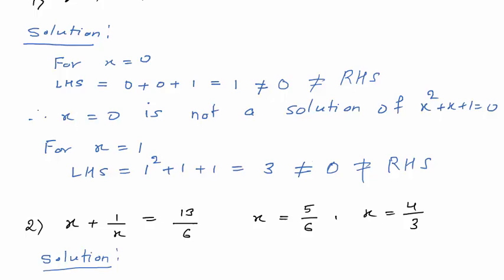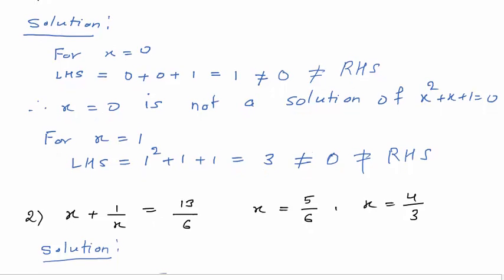The second value of x given is 1. We try with 1. The answer we get is 3, which is not equal to 0. So therefore x is equal to 1 is also not a solution of the given equation. Second problem.